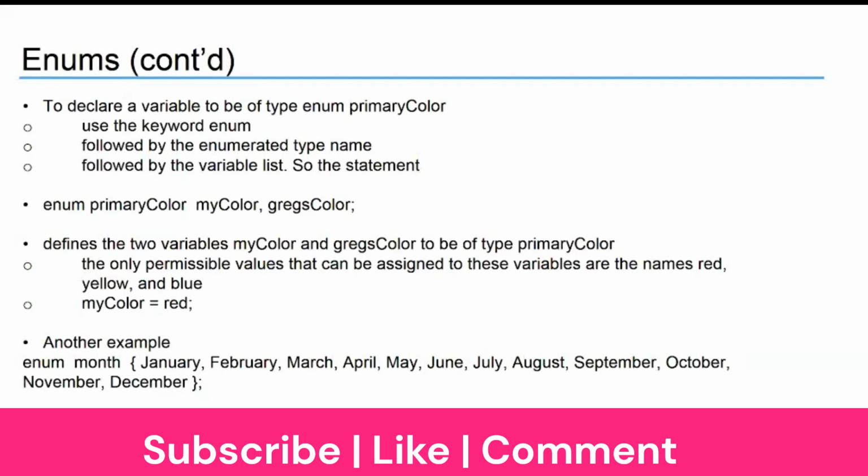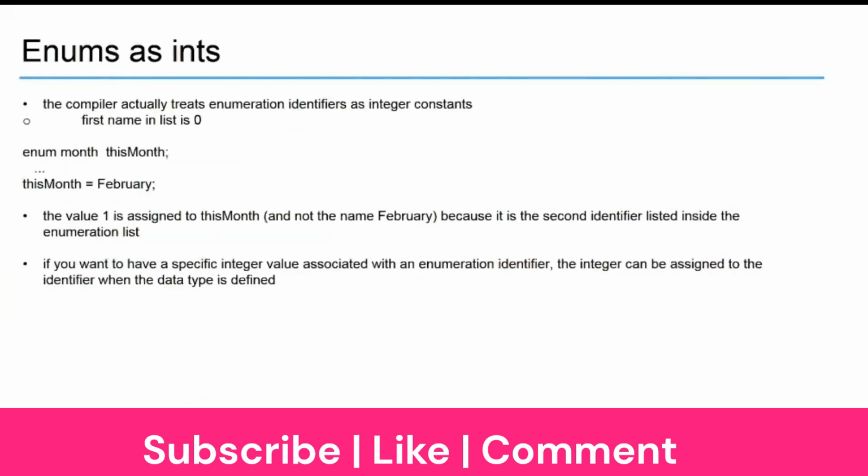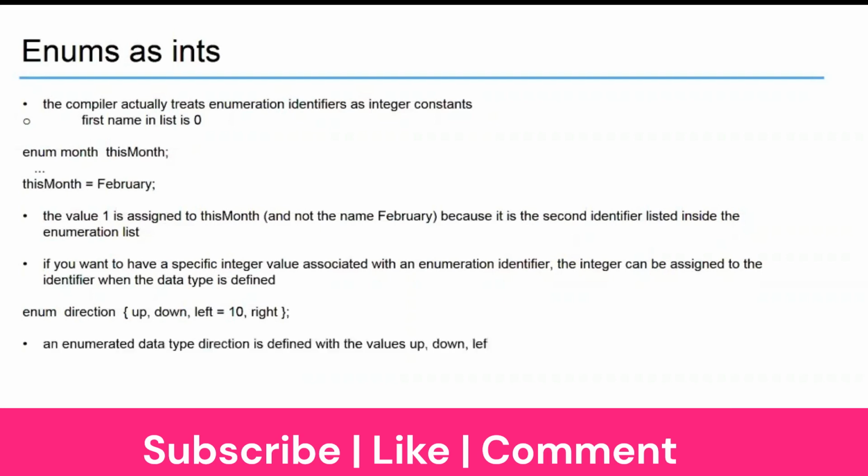Now, if you want to have a specific integer value associated with the enumeration identifier, you can explicitly assign something using the assignment operator when you actually define the type. So for example, here, if we define a new enum of type direction, and we are saying that the valid values for direction are up, down, left, and right, you will see that the third value, left, actually has an equals, saying that left is going to be equal to 10. So in this case, our enum type direction is defined with the values up, down, left, and right. Those are the only valid values that you can assign.